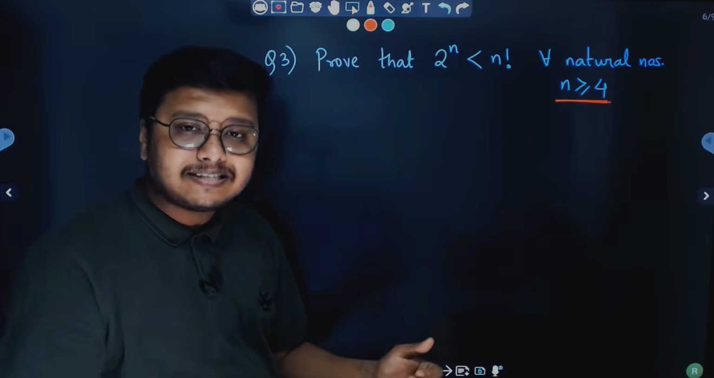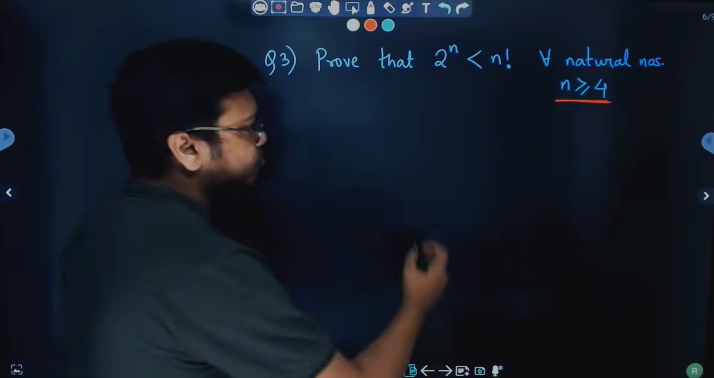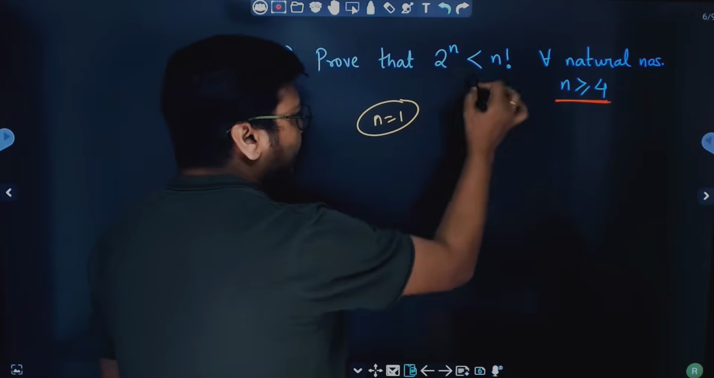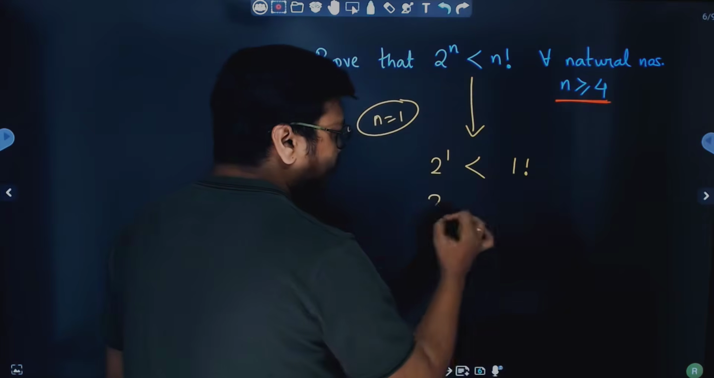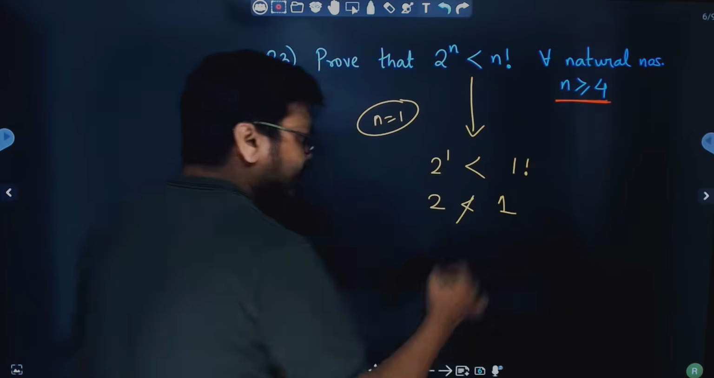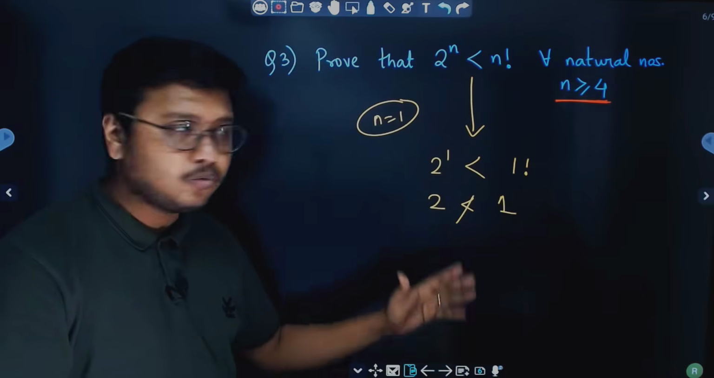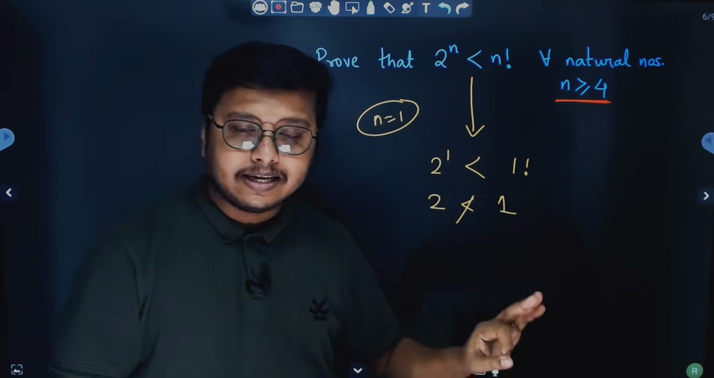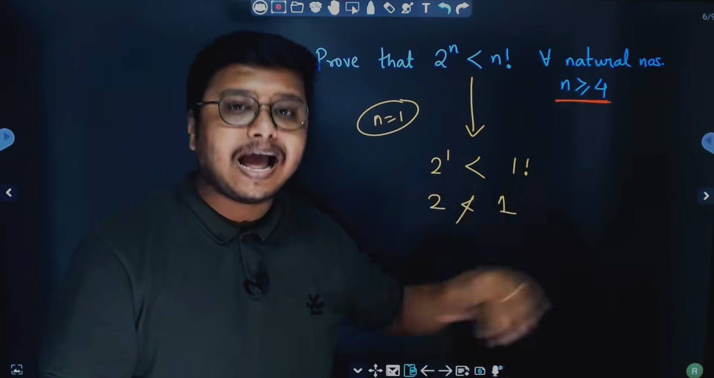When n is less than 4, it's definitely not true, and you can just check that out. Let's say if you take n value 1, you can see the left side would be 2 to the power 1 and the right side would be 1 factorial, so 2 less than 1, that's obviously not true. Okay, so the statement is obviously not true up till n value 3. It starts becoming true for n equals 4 and greater.